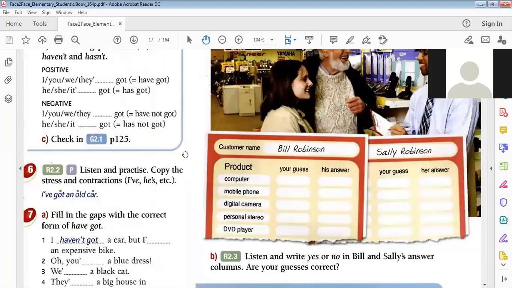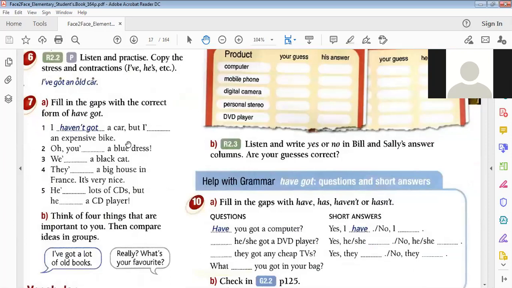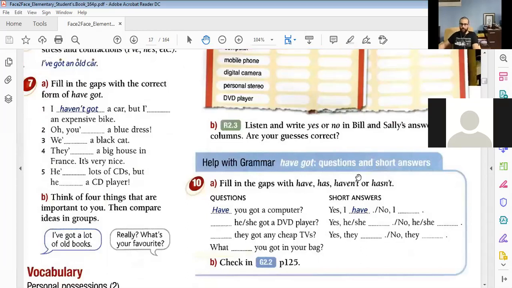Okay, so the last thing we talked about in our last lesson, we talked about have got, how to use have got to talk about personal possessions. We learned how to make questions and short answers using have got. If you want to ask someone if he's got something, you can say, have you got a computer? If your friend has a computer, he or she will say, yes, I have. If they don't, they'll say, no, I haven't. So yes, I have, no, I haven't.